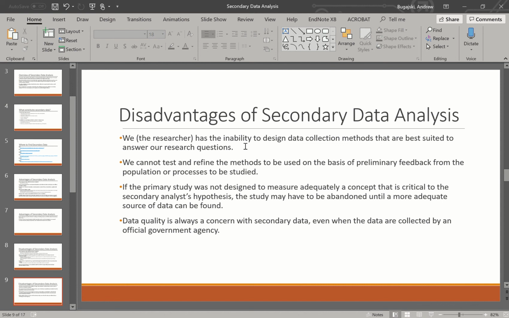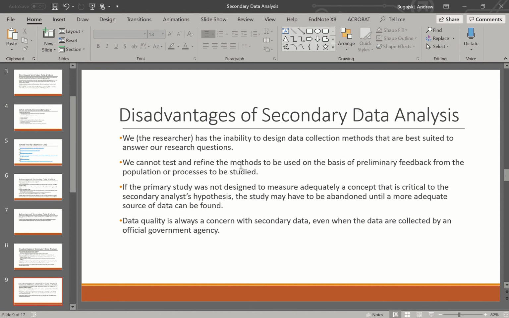Disadvantages continued. We, as in the researchers, have the inability to design data collection methods that are best suited to answer our research questions. So if you're interested in, like we just came from our linear mixed modeling modules, the change of x over time when the secondary data analysis only has 2 time points, well, what are you going to do? A t-test? It's really not that rigorous. You can't do even repeated measures ANOVA. You can't do any of your longitudinal linear modeling. So that's a disadvantage. If you're looking to compare between group A and group B, but they only collect data on group A, you're out of luck.